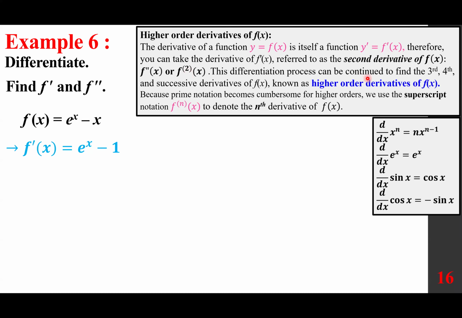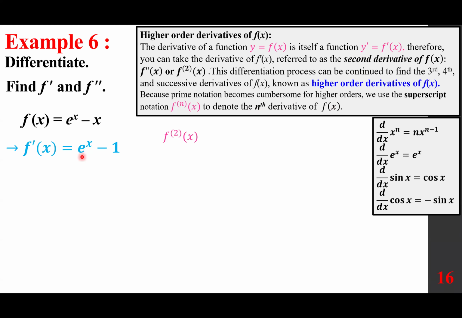This differentiation process can be continued to find the third, fourth, and successive derivatives of f of x, known as higher order derivatives of f of x. Because prime notation becomes cumbersome for higher orders. Think about it: f prime, f double prime, f triple prime, and eventually when do you stop? We use the superscript notation, f superscript (n) in parentheses of x, to denote the nth derivative of f of x. In this case, f double prime is just f superscript (2), which means differentiate again.